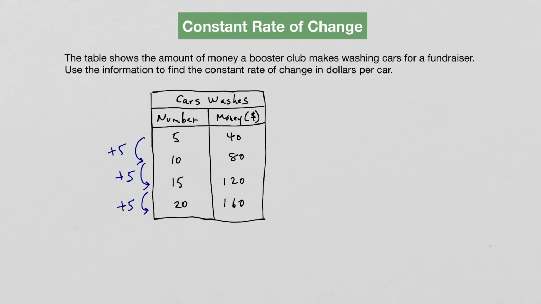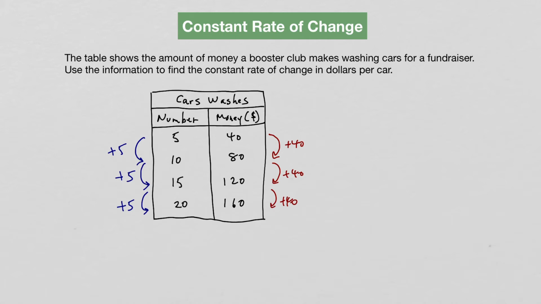Now we're going to do the same thing to the other side. When there are 5 cars, it's $40. And to go from 5 cars to 10 cars, we go from $40 to $80. So that's plus 40. And then from 80 to 120, that's plus 40. And then from 120 to 160, that is plus 40. So what we see here is that we have a constant rate of change for the number of cars washed and how much is made.